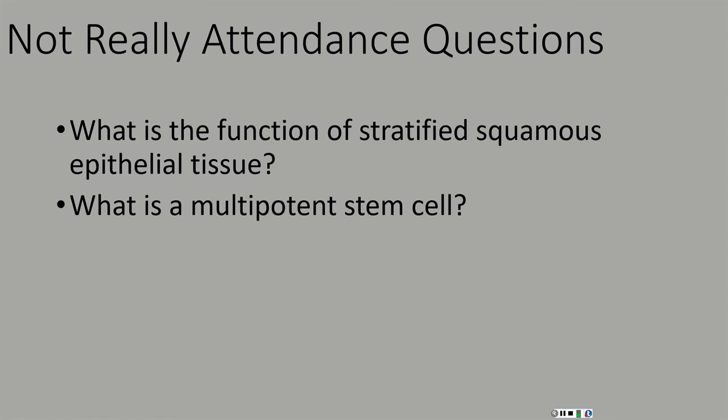Next, what is a multipotent stem cell? Stem cells, remember, are the cells that are dividing throughout our lifetime to produce other types of cells, and a multipotent stem cell is an adult stem cell that can divide to produce more than one type of cell. And we're going to see a multipotent stem cell later today.